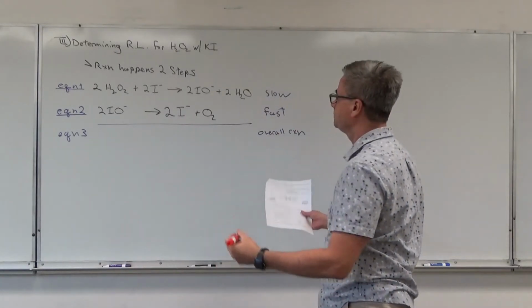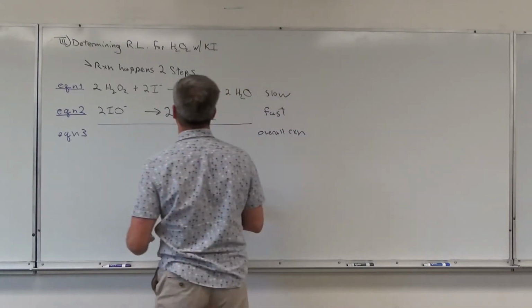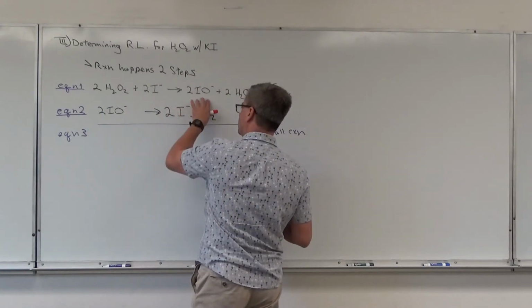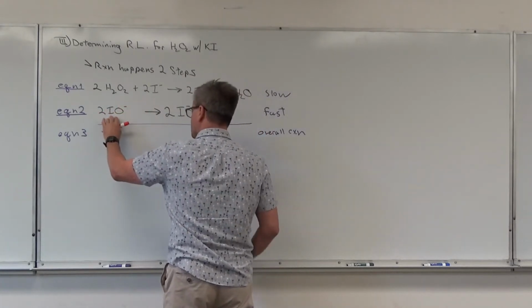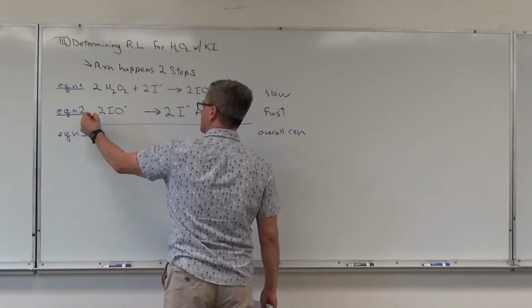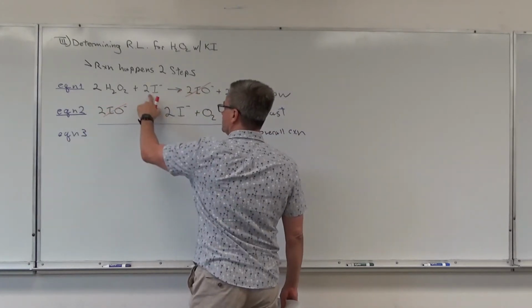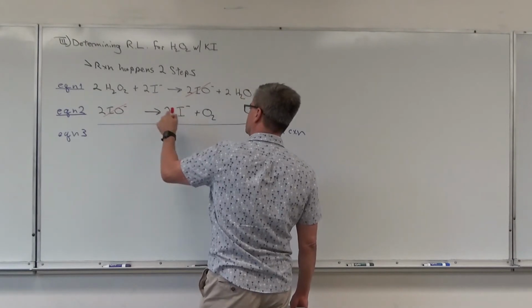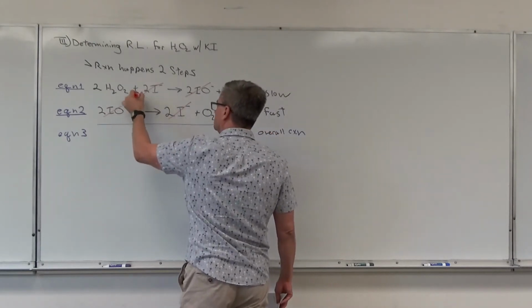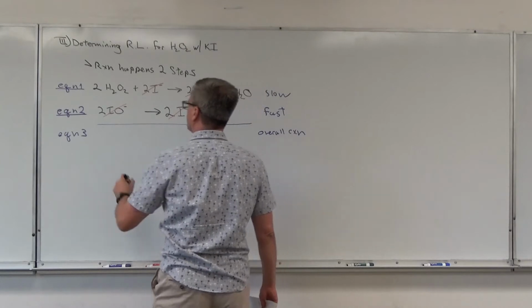Remember, you can add up reactions to get your overall reaction, so anything on the product side of one that's the same as the reagent side of the other cancels out. And then the reagent side of the first one and the product side of the second one cancel out. And that's what gives you your overall reaction.